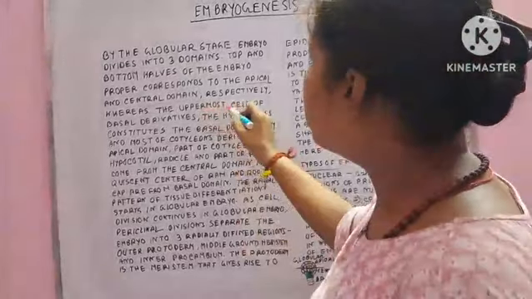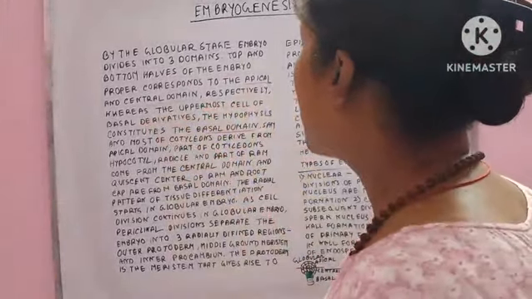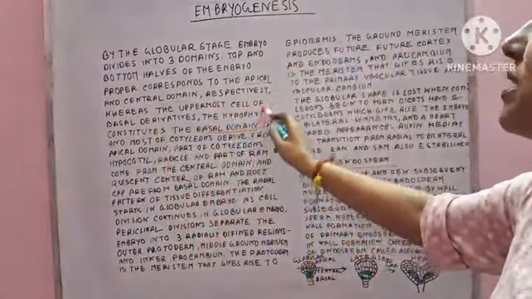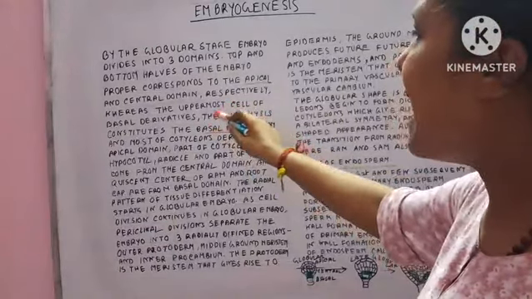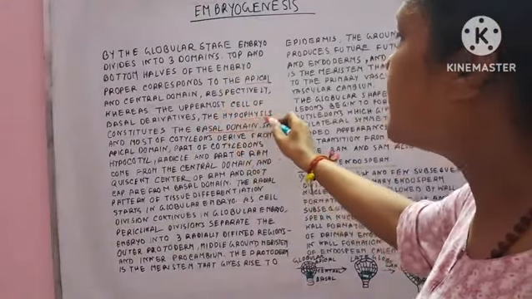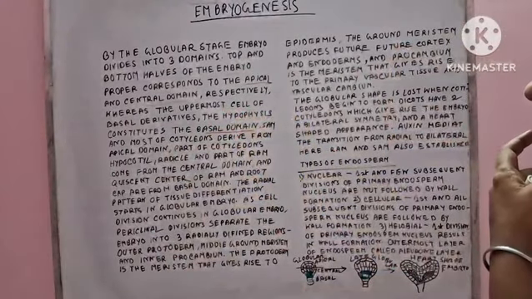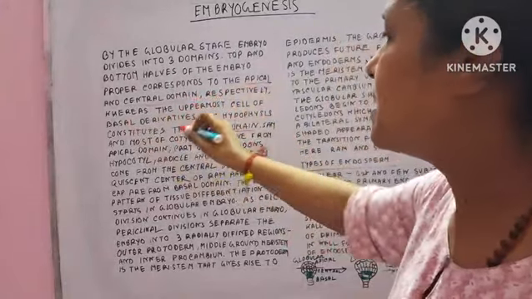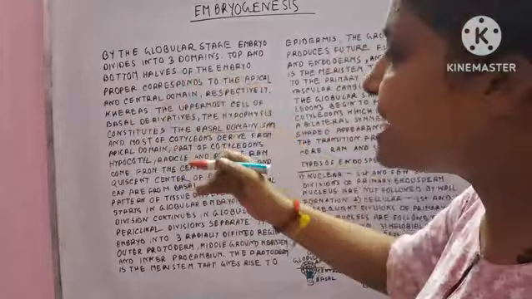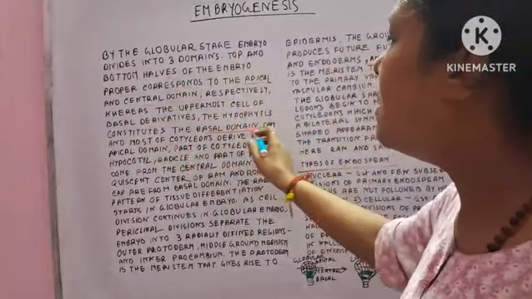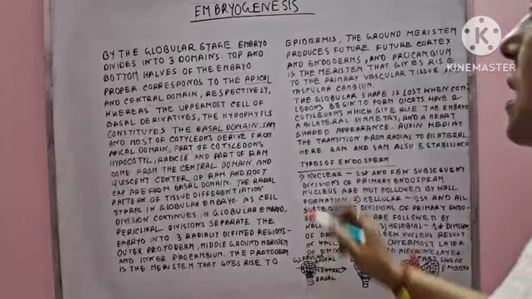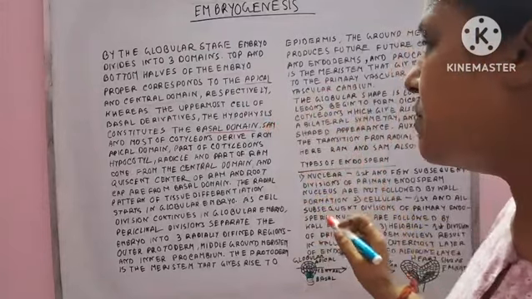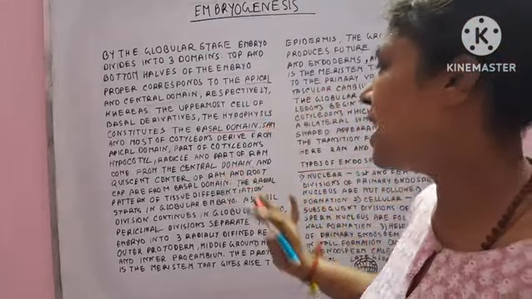Now the uppermost cell of the basal derivatives, the hypophysis, constitutes the basal domain. So where does the basal domain remain? The basal domain remains in the hypophysis region, or you can say the uppermost cell of the basal derivatives. That means the upper region of the basal part constitutes the basal domain. And SAM is the short form of shoot apical meristem, and RAM is the short form of root apical meristem.